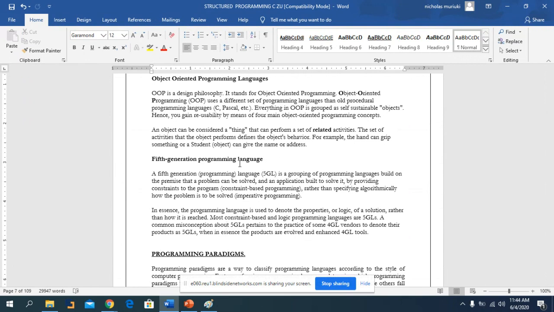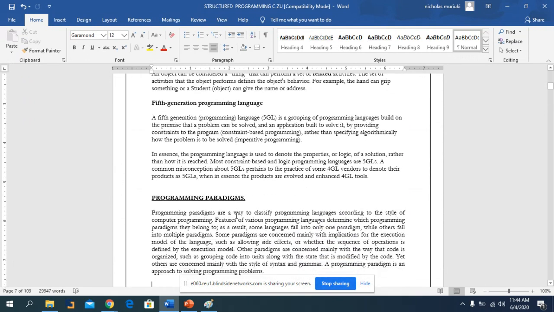Then if you look at the 5th generation, these are the languages that mimic human intelligence. Like one of them that we have talked about is Lisp. That's a language that mimics human intelligence. And that's why we are saying it is built on the premise that a problem can be solved and an application built to solve it by problem constraints given to the program. So we are looking at the programs that are currently in the market, like Python, R language, and many other languages. Those are 5th generation, and they mimic that.